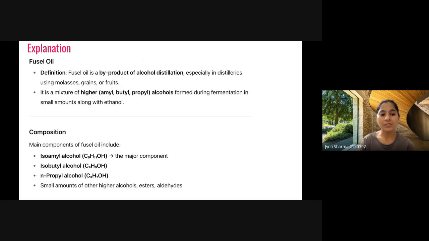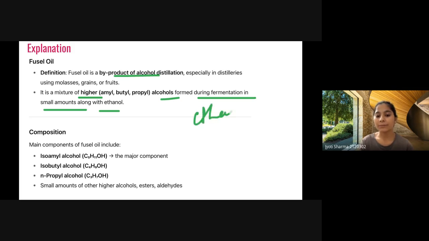But what do you mean by this fusel? This is the byproduct of alcoholic distillation, and this is the mixture of higher alcohols formed during fermentation in small amounts along with the ethanol. Most of the time we need the ethanol, but this is the mixture of higher alcohols, for example amyl, butyl, or propyl alcohol, that we need to remove from the wastewater. And these are the alcohols which make this fusel oil.